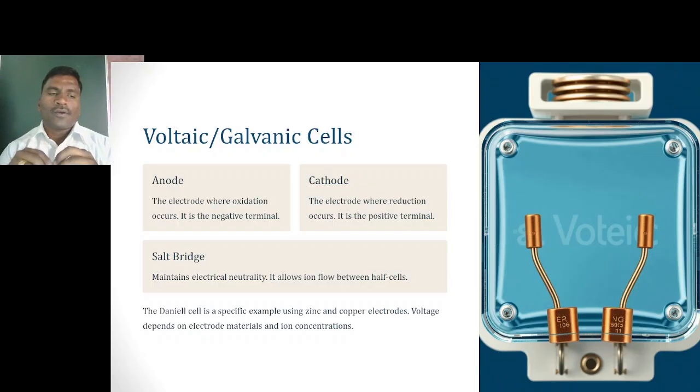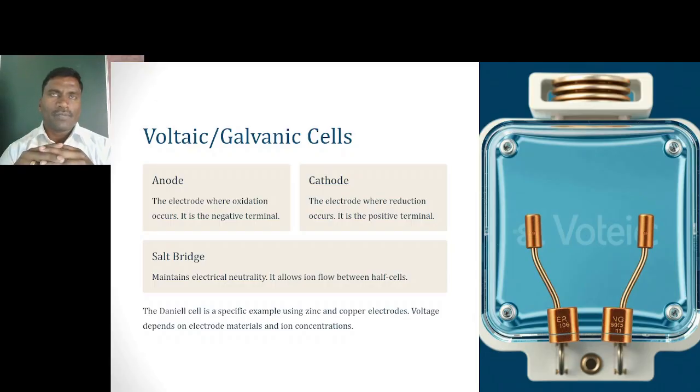But when the ions increase, in the first beaker the concentration of zinc 2+ ions increases, and in the second beaker the concentration of SO4 2- ions increases, that is an imbalance. For that, a salt bridge is used for migration of ions from one compartment to another compartment. To maintain the electric neutrality, it allows the ion flow between the half cells, that is, from one compartment to the other compartment.